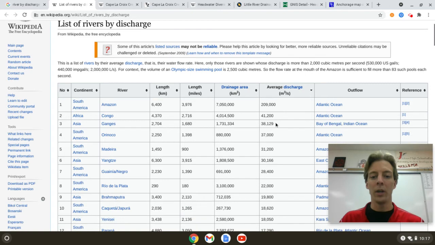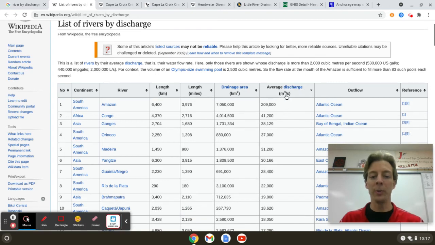We're going to look at average discharge in cubic meters per second. A cubic meter is a volume, so it's the volume of water per second. A meter is just over 3 foot by 3 foot by 3 foot. Think of a washing machine, a dryer, a dishwasher, or a pallet with something stacked on it. Those are about 1 cubic meter.